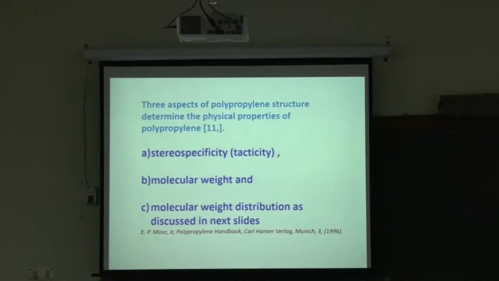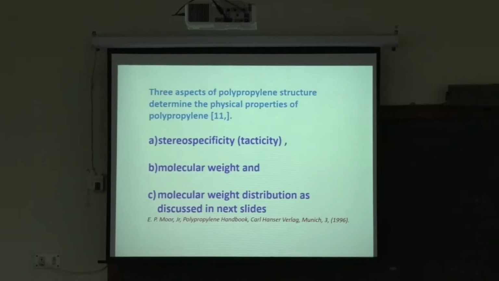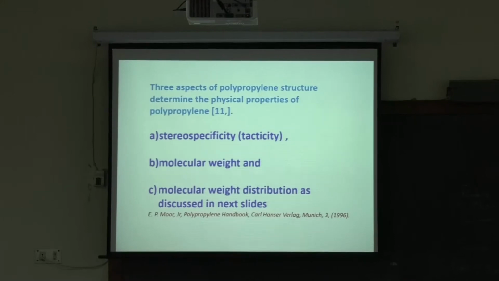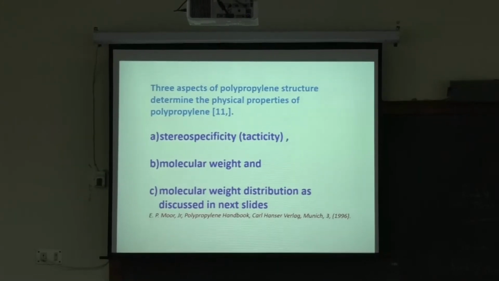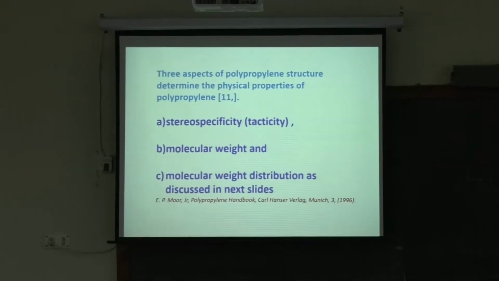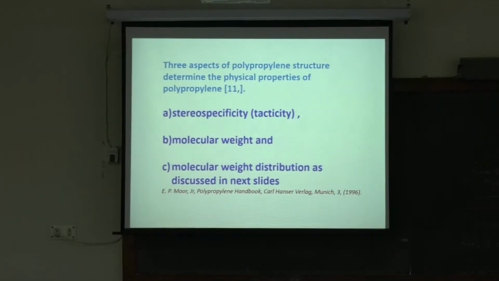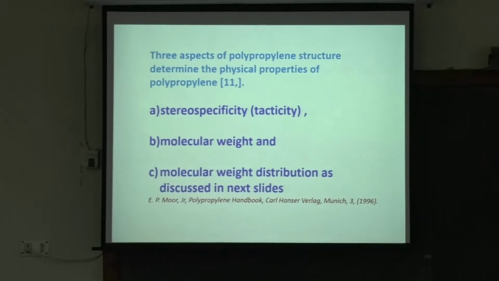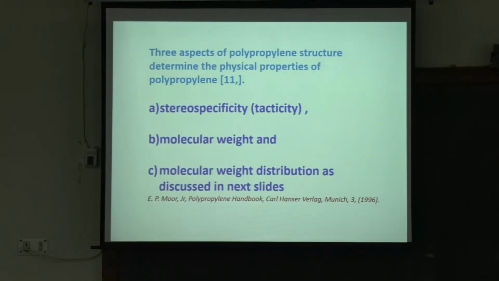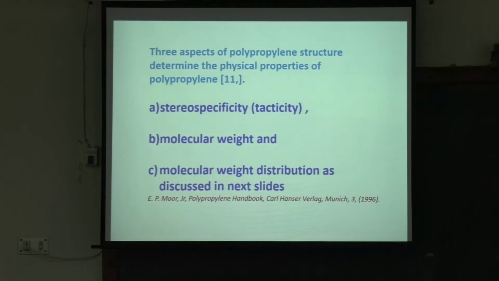All right. Three aspects of polypropylene structure determine the physical properties of fly ash. Stereospecificity, that means tacticity, and molecular weight and molecular weight distribution, as discussed in the next slide. But this is also taken from a handbook published in Munich. Where is Munich? Which country? Germany. Very good country.